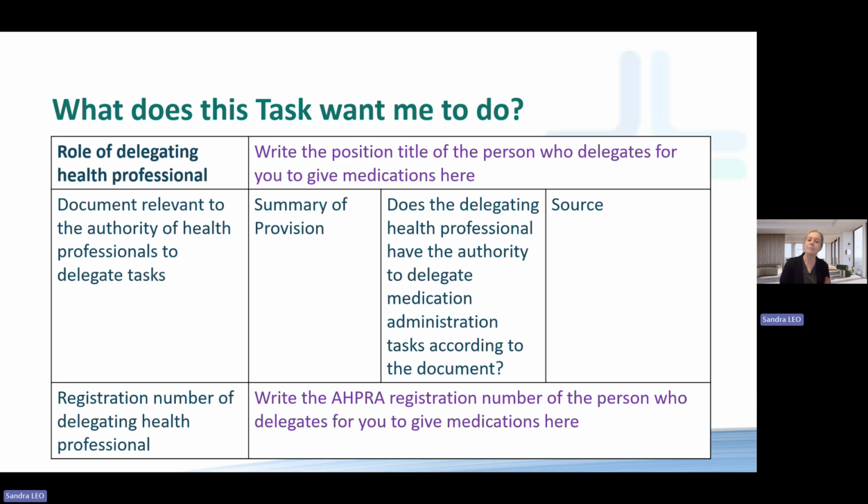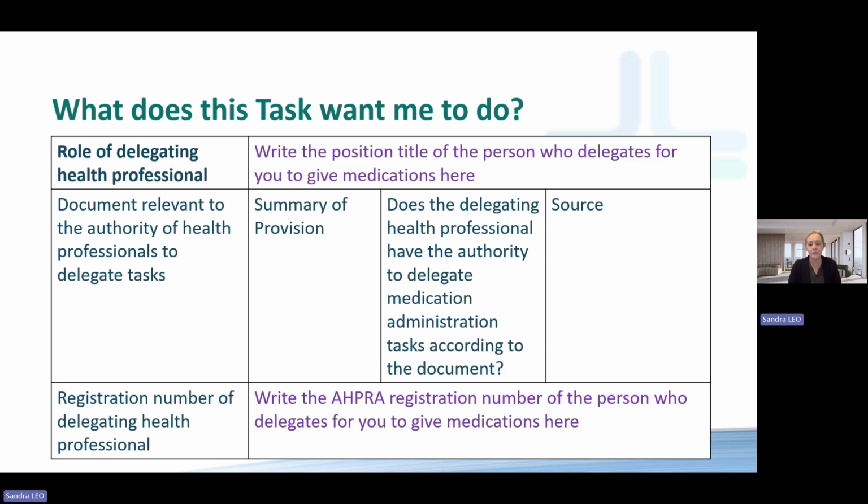On this incredibly messy table. This is the first part of the table that you'll see when you go to the actual assessment task. So the first bit that says role of delegating health professional, that's where you write the job title of that person. So it might be registered nurse that you write there. You might decide general practitioner is the person that gives you the authority. You write that right next to the role. Okay, so it's just effectively the job title of that person.